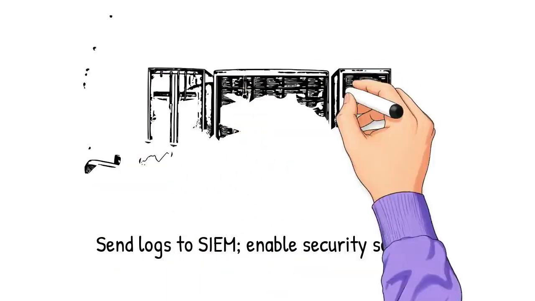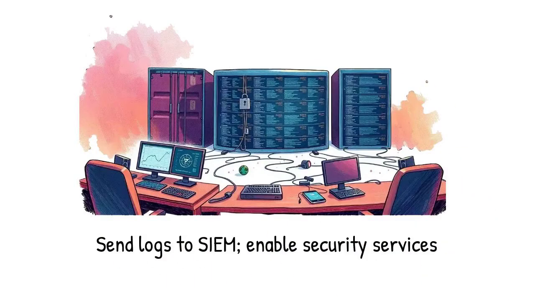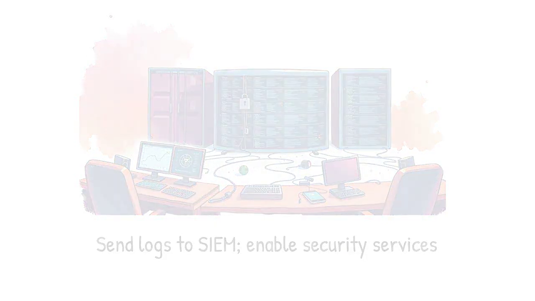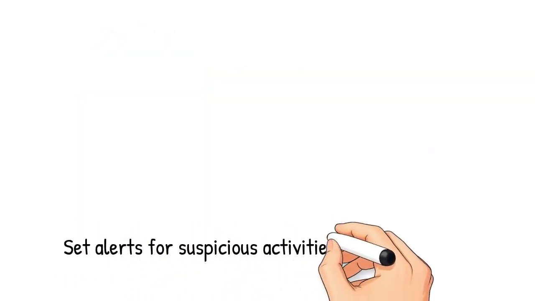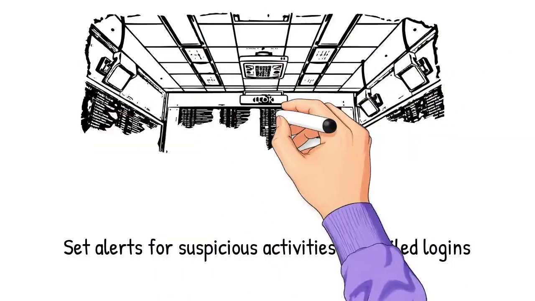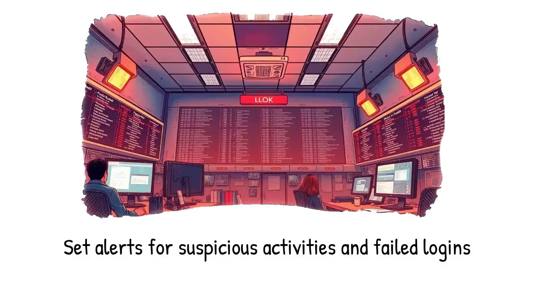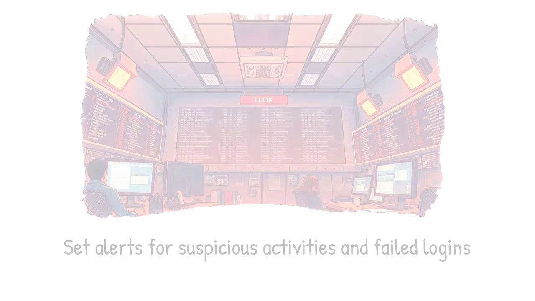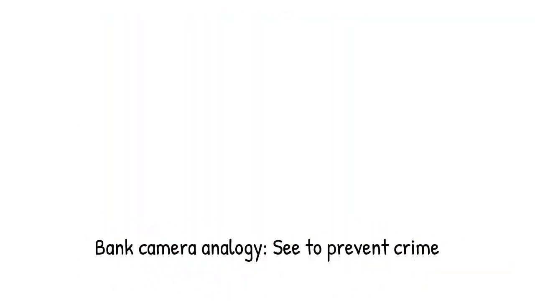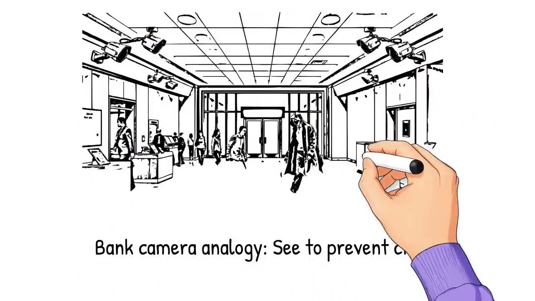Send logs to a SIEM: Sentinel, Splunk, Chronicle. Enable GuardDuty, Security Center, or SCC. Monitor IAM activity. Monitor network flows. Monitor API calls. Set alerts for privilege escalation. Set alerts for public bucket creation. Set alerts for failed login attempts. Analogy: a bank without security cameras is inviting criminals to walk in.